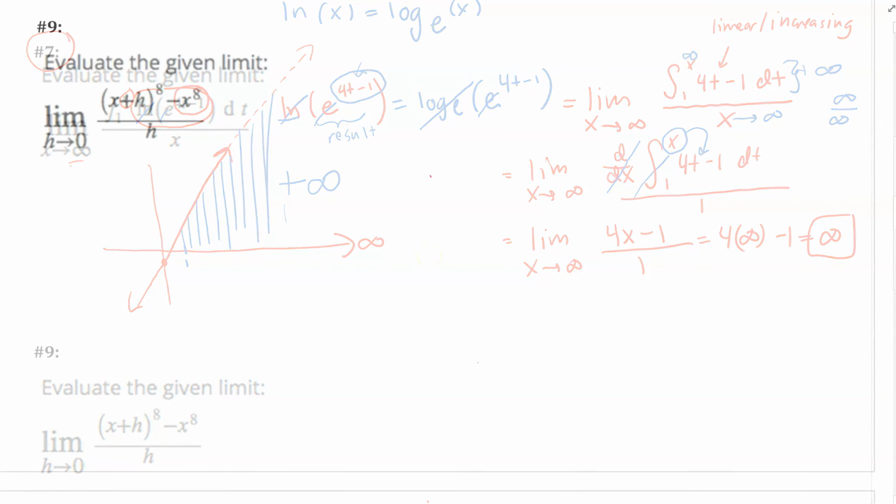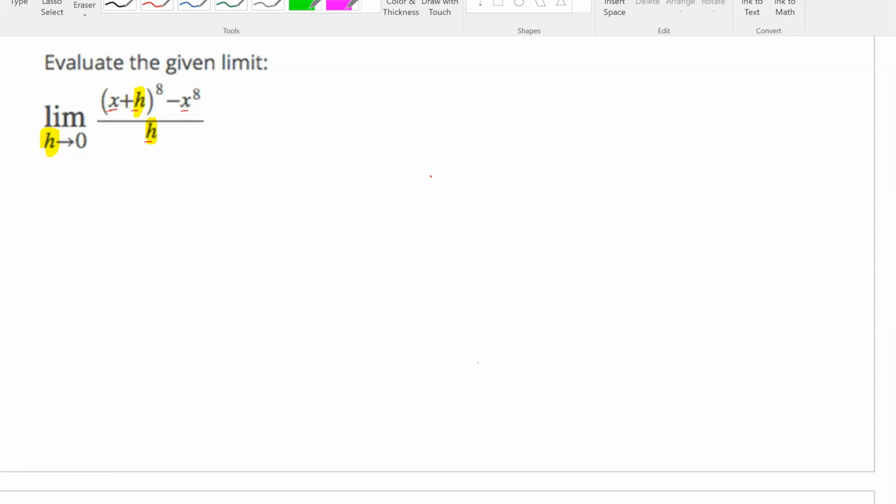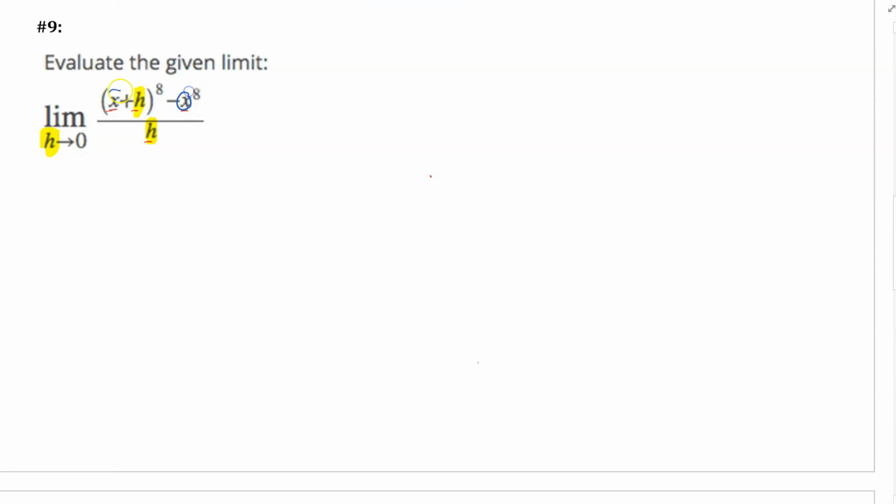Moving on to number 9, this was another commonly missed question. And again, I have a feeling I know why. It's because it's got these two variables here, x and h. The common misconception might be to treat x as the variable, but I would like to draw your attention to the fact that the variable that's approaching 0 is actually not x, it's h. That means only h can be considered as a variable in this expression because it's the only thing approaching something. And so that means that we should treat x as a constant.